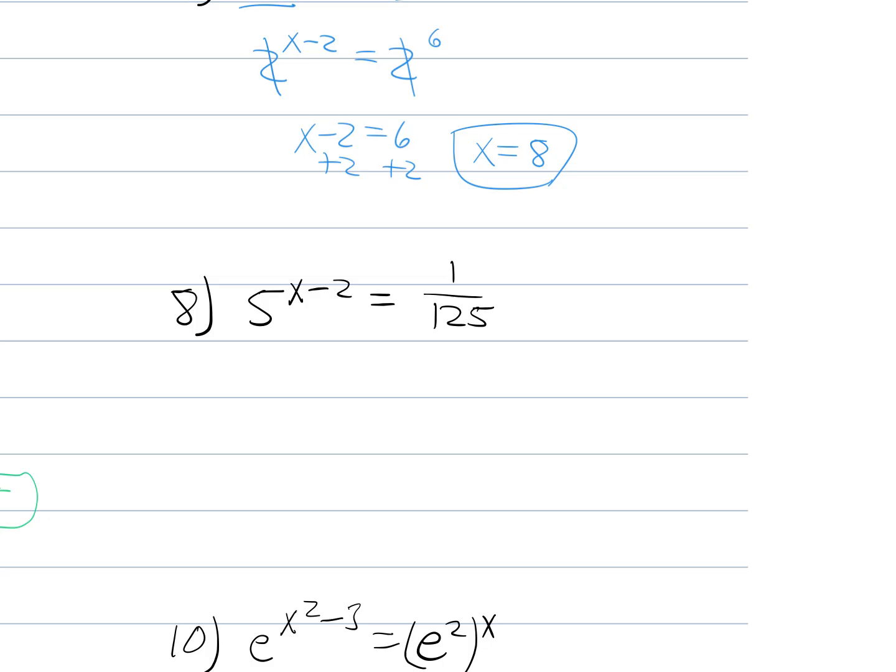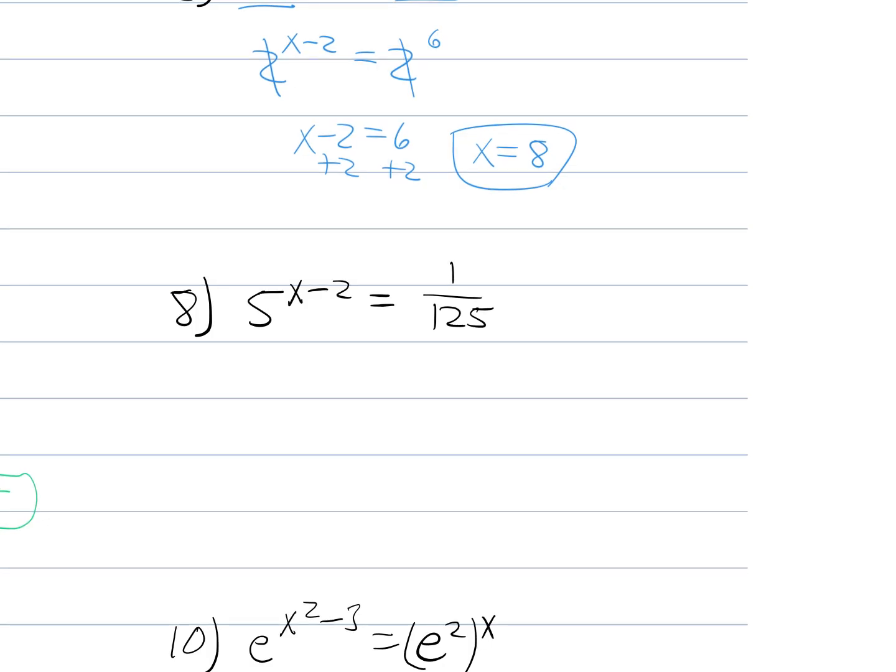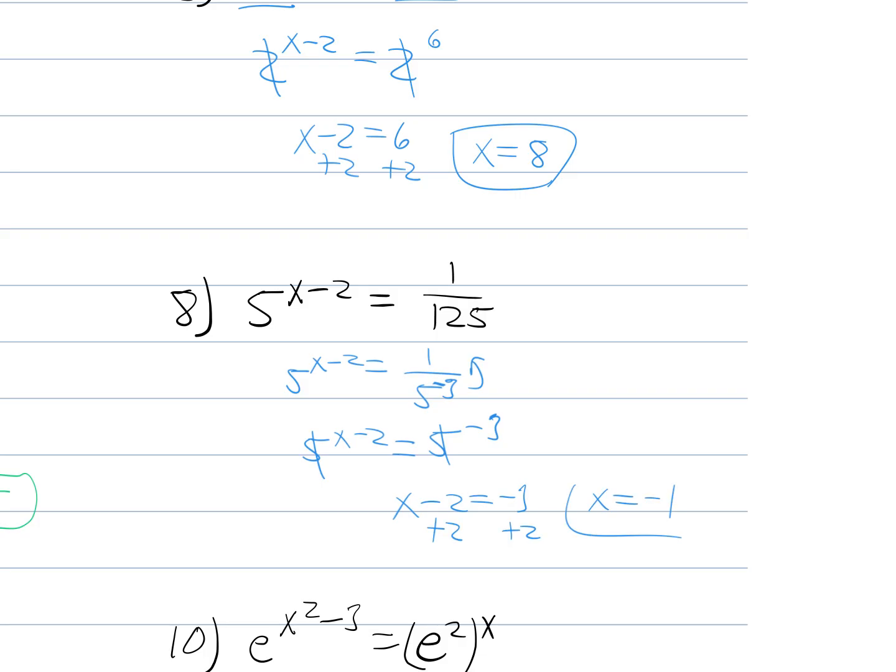All right. Something like this one is the same idea, right? So I have a 125 on the bottom. You can bring it to the top by changing the exponent to a negative. I would first change it to 1 over 5 to the 3rd power. And then 5 to the 3rd you can bring up top by making that exponent negative, and then you get 5 to the x minus 2 equals 5 to the negative 3. And then you can cancel out your bases because they match. And then you get x minus 2 equals negative 3. You can add 2 on both sides, and then you get x equals negative 1.